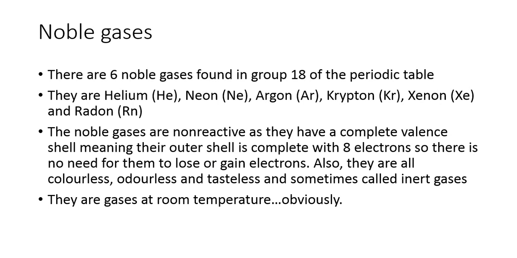So the noble gases: there are 6 noble gases, which are found in group 18 of the periodic table. So there's helium with He, neon with Ne, argon with Ar, krypton with Kr. If you know Superman, you should know krypton. And xenon with Xe, and radon with Rn.